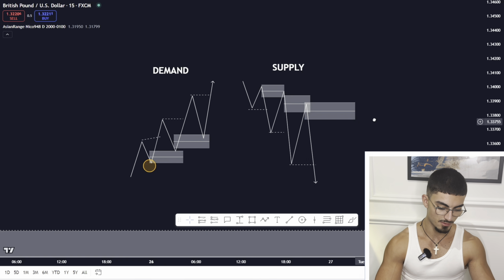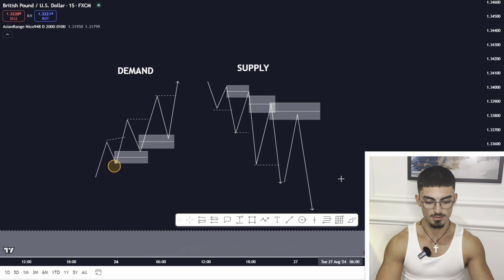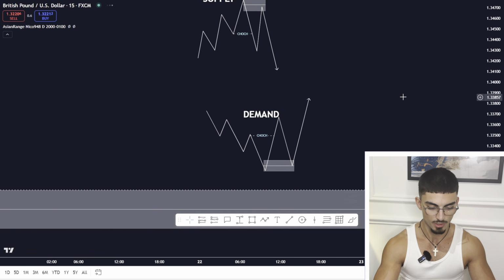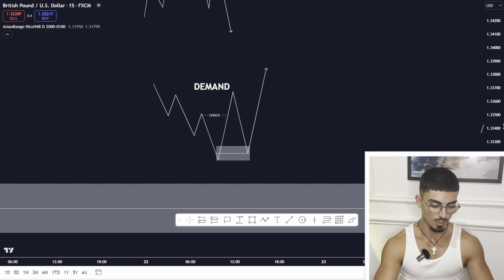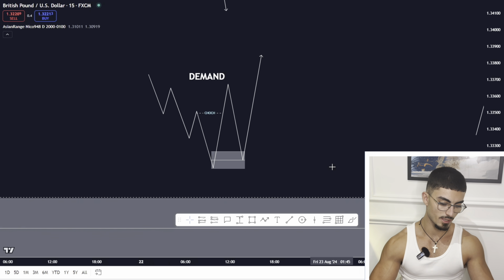And what we would expect to see is price come up like this into it and then continue to go lower. Okay, that is the basics of supply and demand. However, there is also going to be supply and demand formed after a change of character. So as you can see right here in this example, a demand zone is going to be formed when the market changes character to the upside this time.